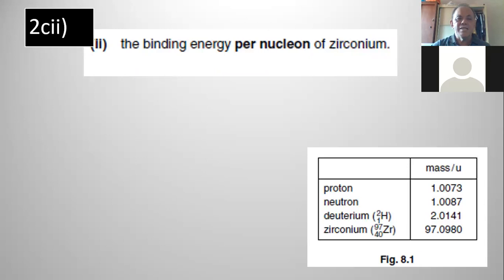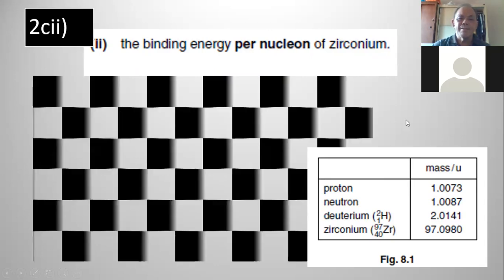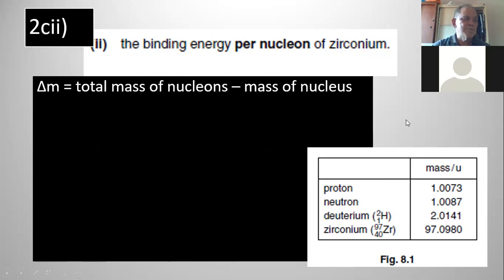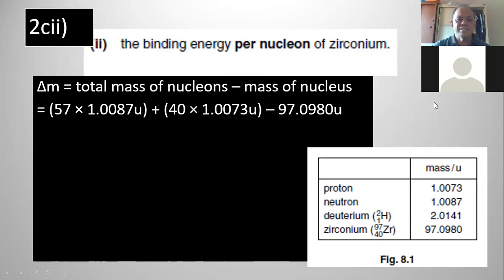Next is binding energy per nucleon for zirconium. Same thing: the change in mass is the total mass of nucleon minus the mass of nucleus. So for zirconium, look at that, there are 40 protons. So 40 times that value, which is the total mass of proton.